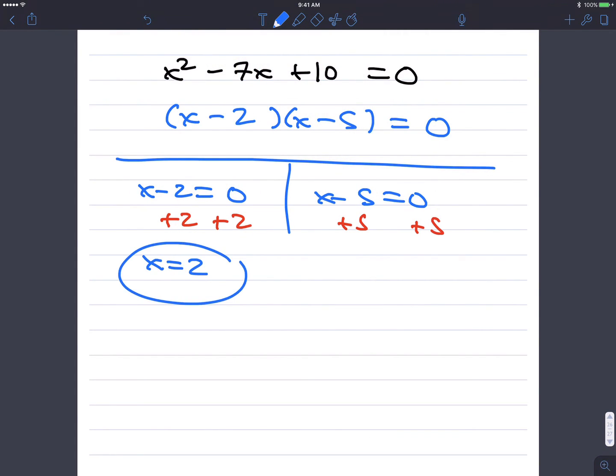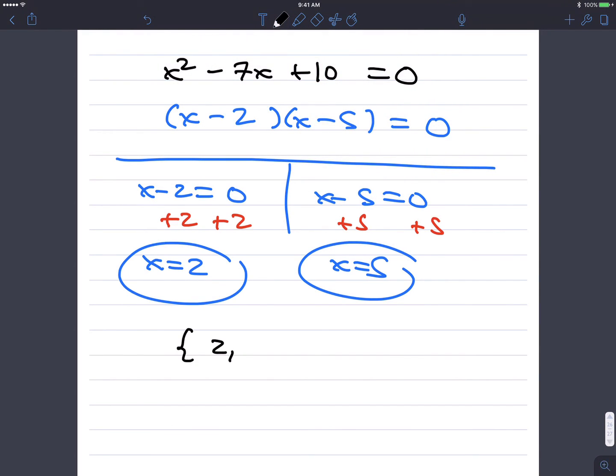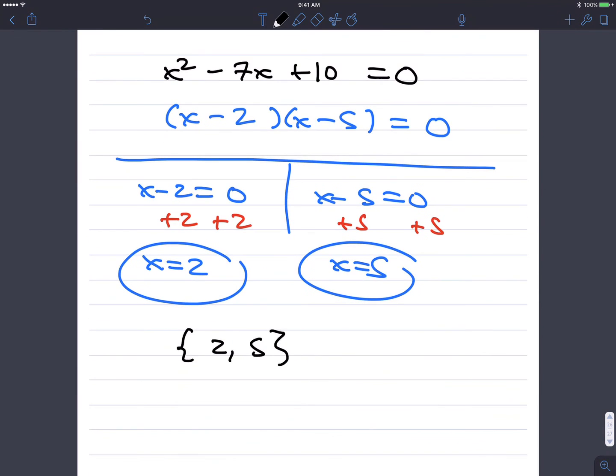x is 2, and x is 5. So we can start to say, I think the solution set is going to be 2, 5. But we have to check. Got to go back to the original equation. The original equation is the square root of x minus 1 is x minus 3.